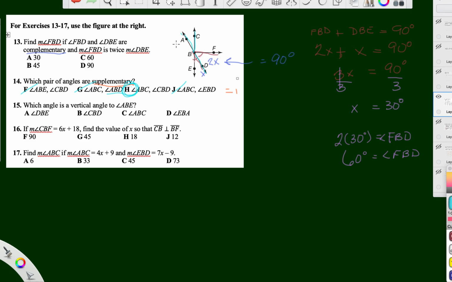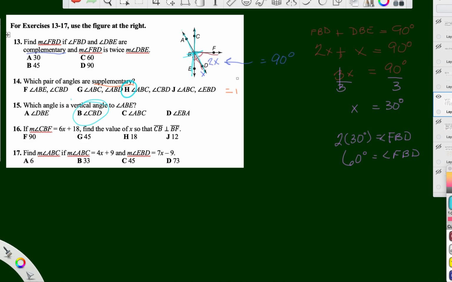Which angle is vertical to ABE? Well, it was in the last question, wasn't it? There we go. And we want this one. Vertical means they share a vertex, but they're across from each other. So what angle has the same size, because vertical angles are congruent, and is directly across from it, shares B as a vertex? That would be CBD, and that would be this guy right here. All right, more math. Here we go.